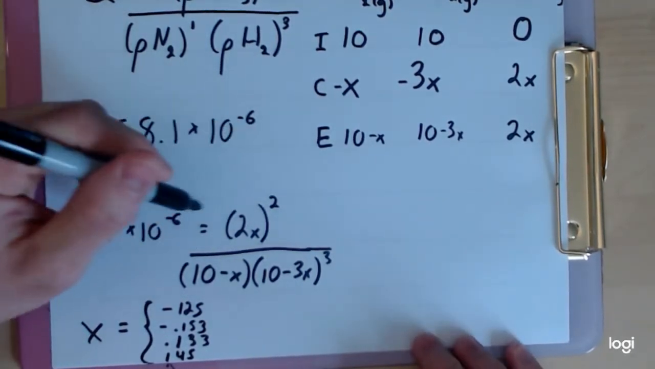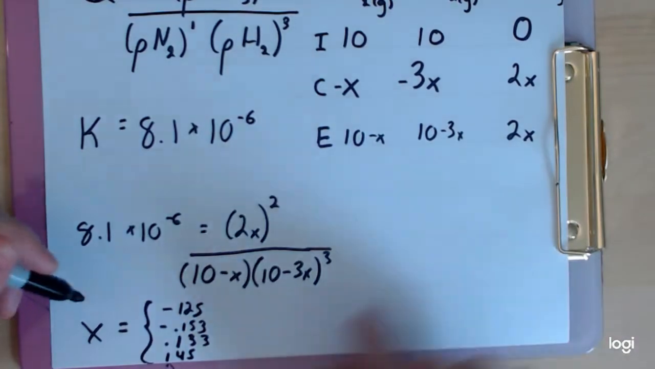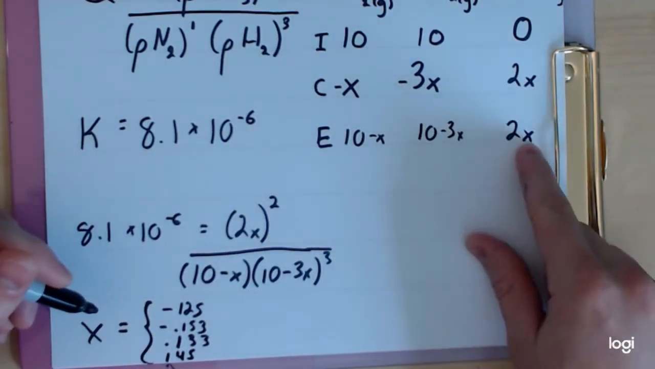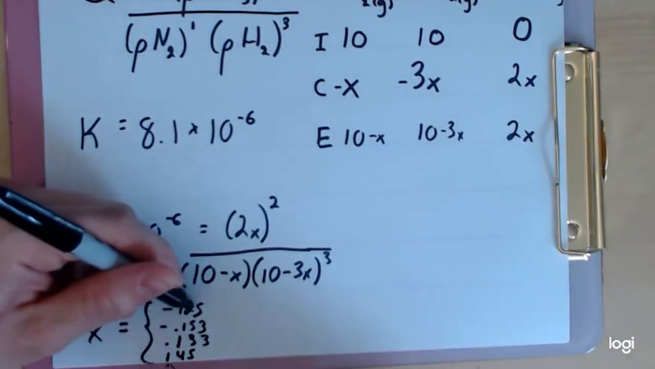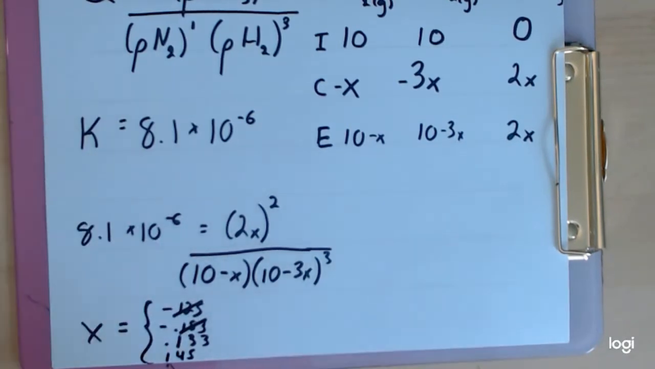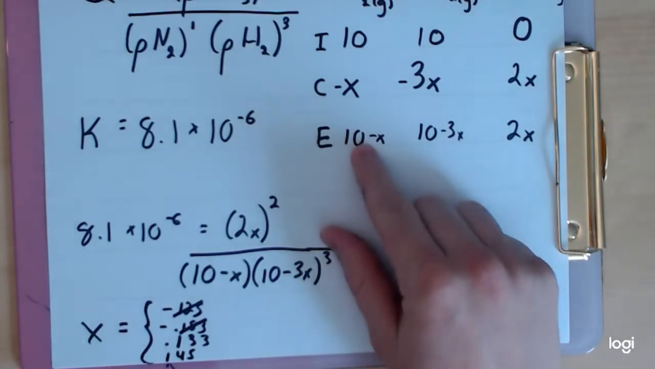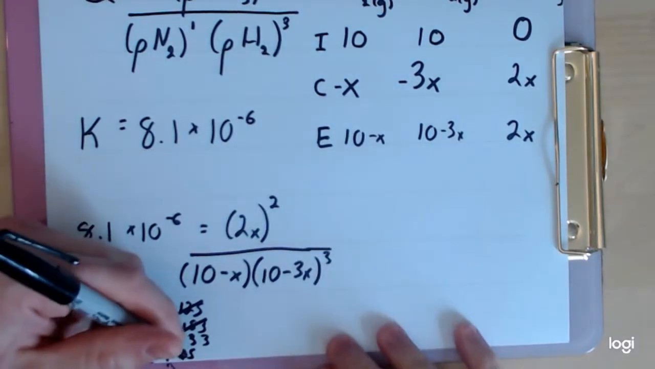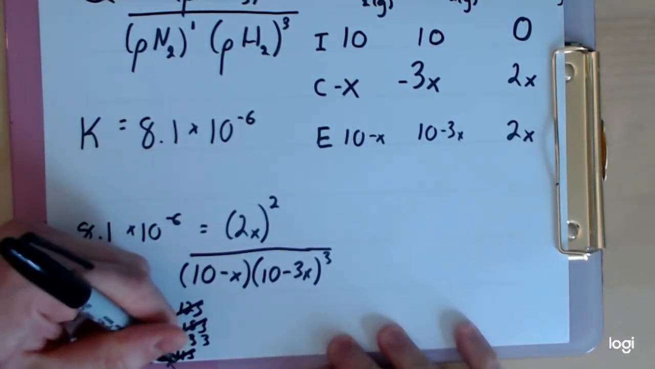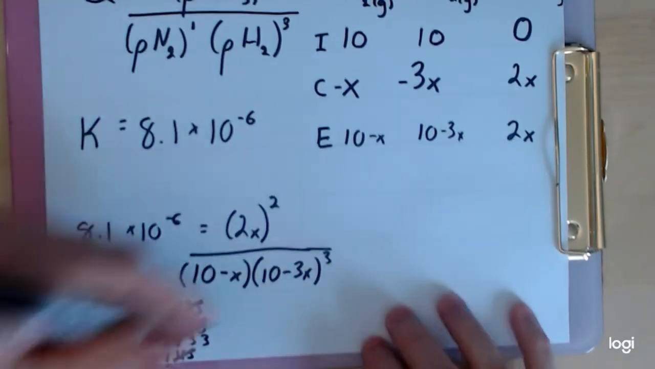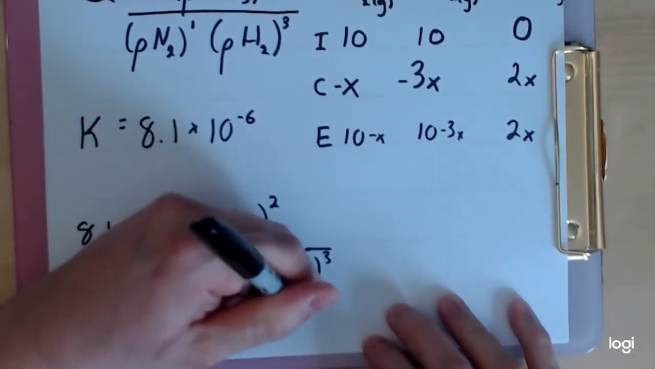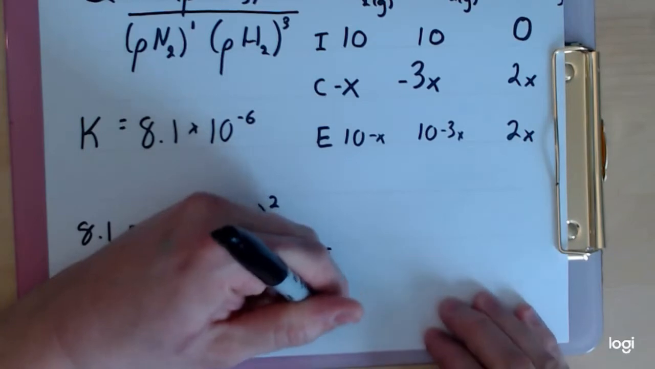So for 2x, you know x must be positive to make this positive, so we can already just cross off all of the solutions that are negative. And then 10 minus x excludes this one, because 10 minus 145 is also a negative number. So you're left with the value of x that makes sense as 0.133.